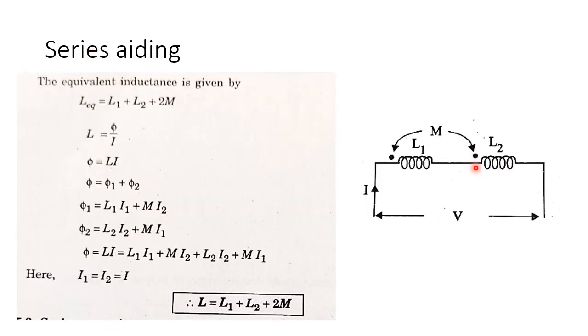Series aiding. Here you can see the circuit of series aiding. The current direction is given, and from the current direction we can see that the current enters the coil L1 through the dot. At the same time, the current enters the coil L2 through the dot. So both the currents are entering. Therefore, the sign of the mutual inductance will be positive. So there are two M, one due to L1 and another due to L2. Therefore, the equivalent inductance is L equals L1 plus L2 plus 2M. We have to remember this expression for solving problems.